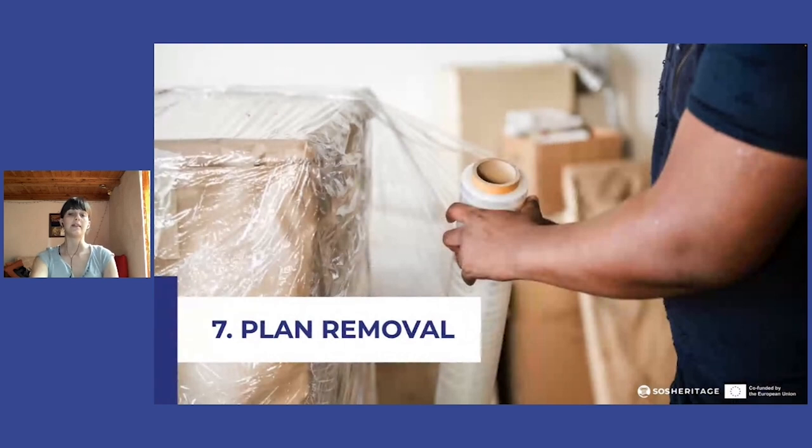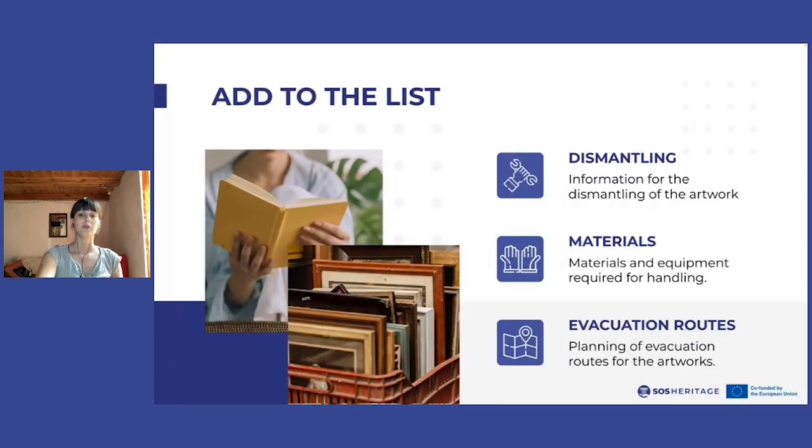Another key element that is pointed out in this publication is planning the evacuation and removal of the artworks from their place of origin. It is essential to add basic information for the handling and packaging of the works to the list in order to make it possible for everyone to carry out these procedures in the event of an emergency. So it is necessary to enter the procedures for dismantling the works from their support, the materials necessary for packaging and transport, and the possible escape routes through which the artwork can be transported.